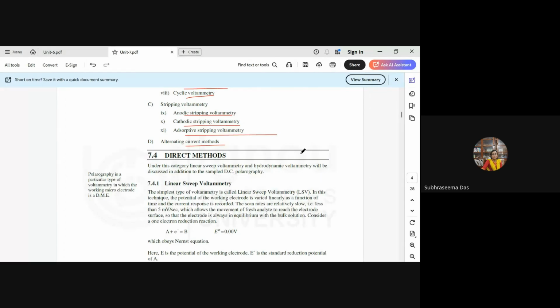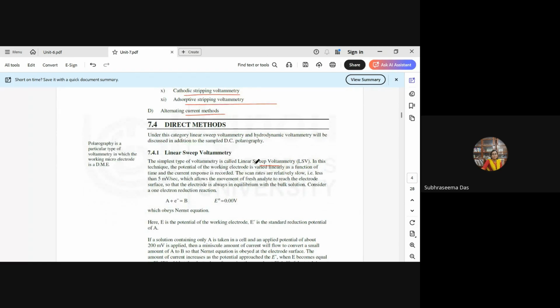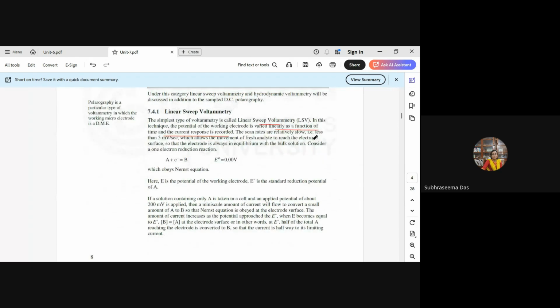So what is LSV? The simplest type of voltammetry is LSV, or we call it linear sweep voltammetry. In this technique, the potential of the working electrode is varied linearly as a function of time, and the current response is recorded. The scan rates are relatively slow, less than 5 mV per second, which allows fresh analyte to reach the electrode surface, so that the electrode is always in equilibrium with the bulk solution.